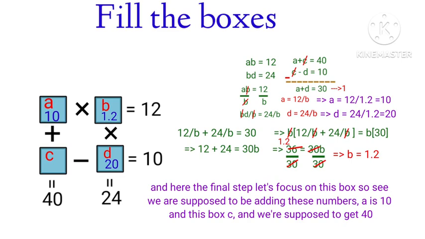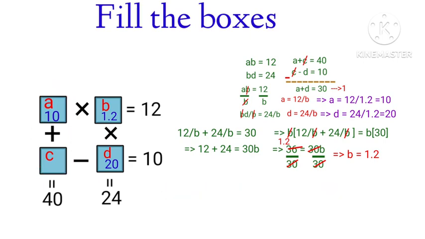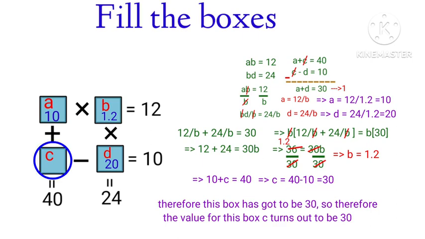And here's the final step. Let's focus on this box. So see, we are supposed to get 40 by adding these numbers. A is 10 and this box C, and we are supposed to get 40. Therefore this box has got to be 30. So therefore the value of this box C turns out to be 30.